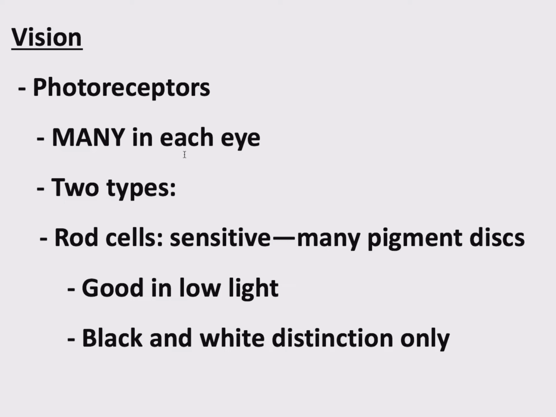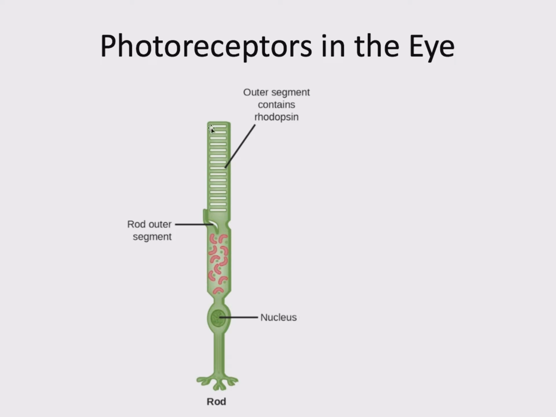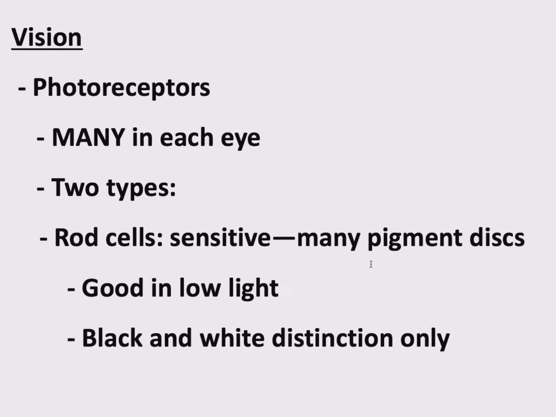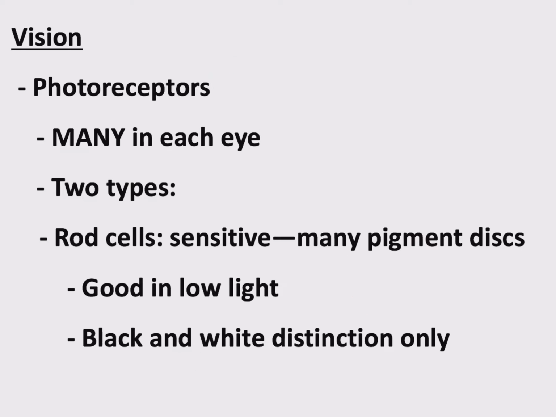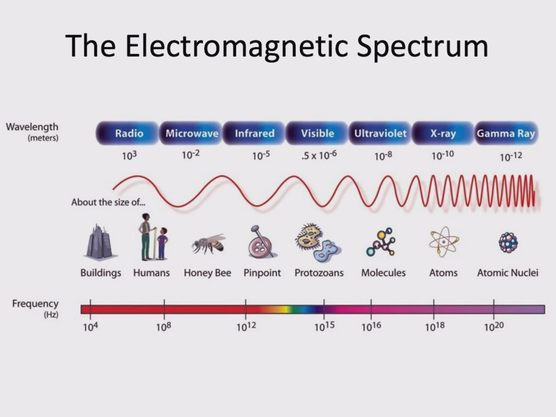So photoreceptors, there are many in each eye, two types, including rod cells. These are very sensitive because, you can see here, there are a lot of pigment discs stacked in this outer segment. So this allows us to be very sensitive to light. These rod cells are particularly good in low light environments because they are so sensitive. However, just the types of photons that stimulate these chemical changes, these rod cells can only distinguish between black and white. The pigments here just can't distinguish between these different wavelengths that correspond to different colors of light.